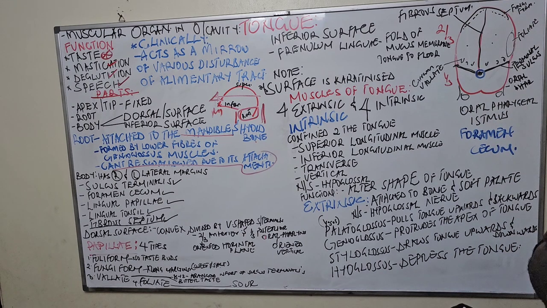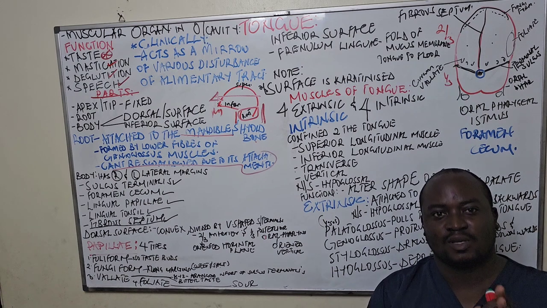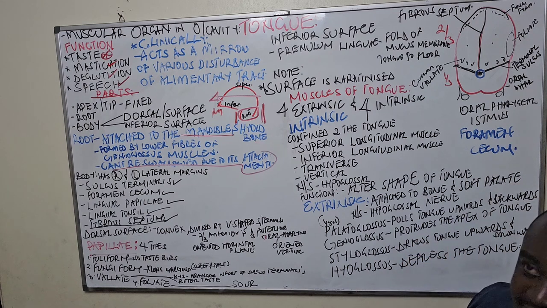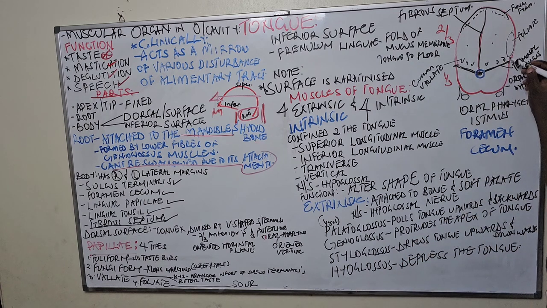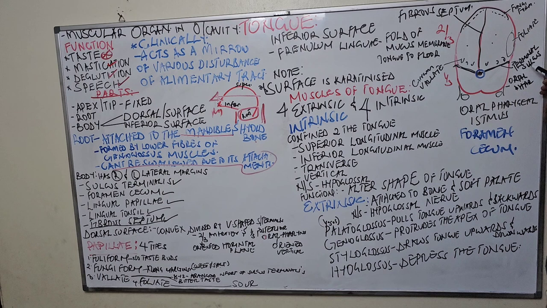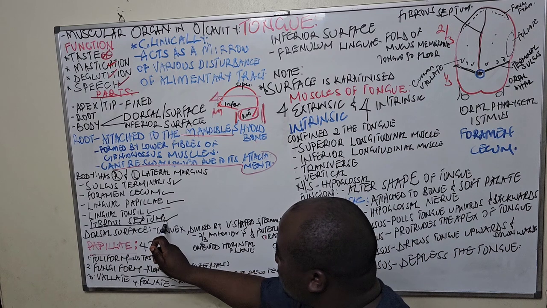It is divided into anterior two-thirds and posterior third by the sulcus terminalis or terminal sulcus. This one here. So this one is the fibrous septum, and this one is the terminal sulcus, or sulcus terminalis. Good. So we are done with this, we are also done with this.